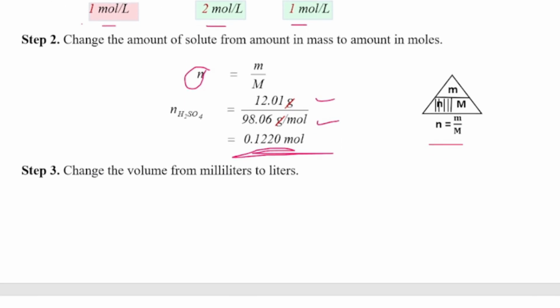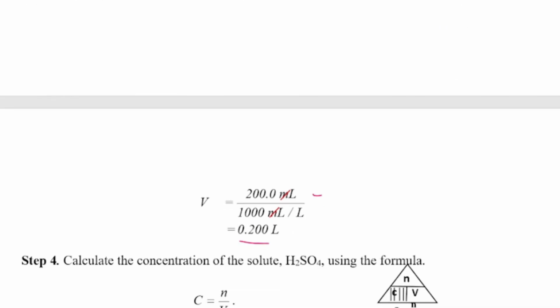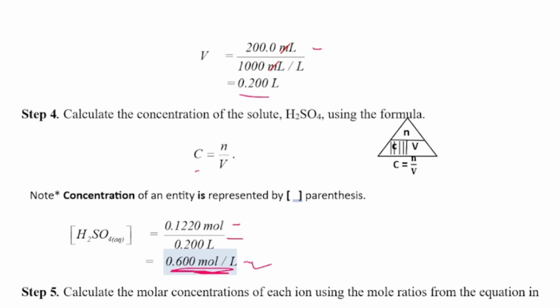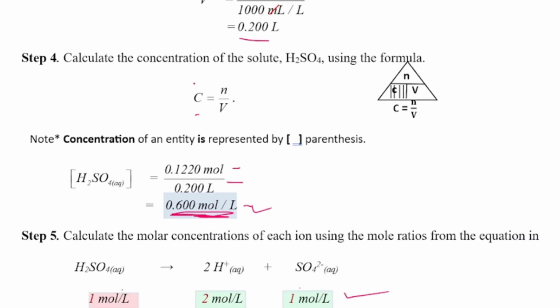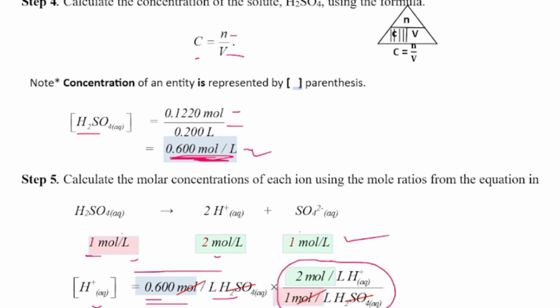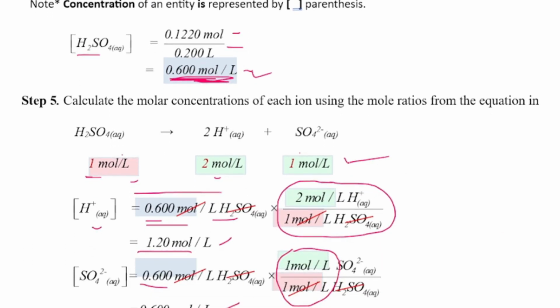First of all, you change the volume from milliliters to liters. Then you find its concentration by dividing its number of moles by the volume of solution there, and you end up with that here. Okay? This is the concentration of your sulfuric acid. Now you have to go about finding the number of moles of these two ions here that are produced when that concentration of sulfuric acid ionizes.